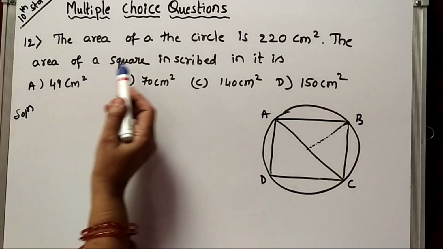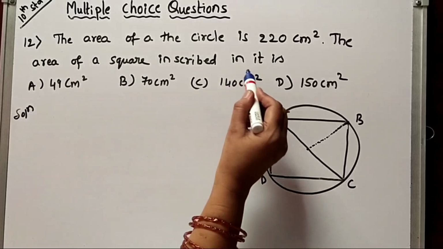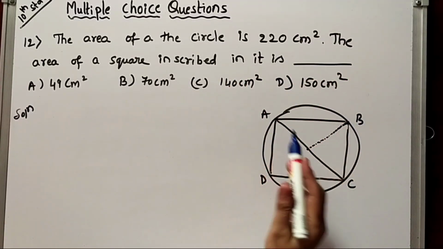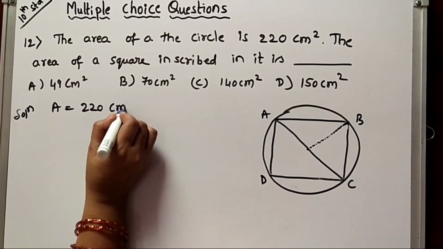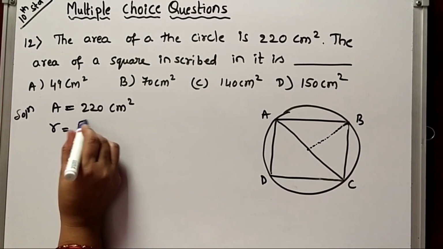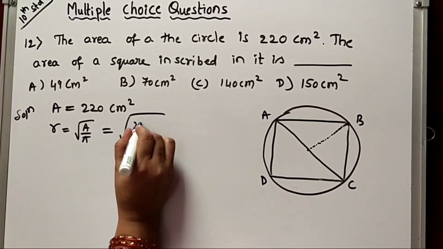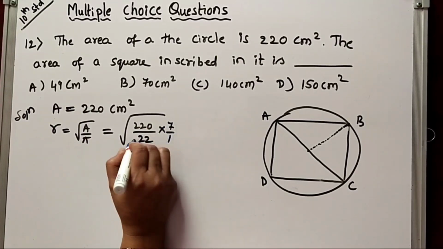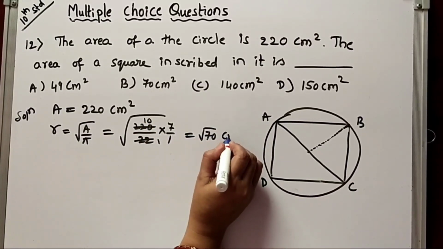Question number 12. The area of the circle is 220 centimeter square. The area of a square inscribed in it is. So the area of the circle is equal to 220 centimeter square. Using this we can find the value of the radius. The formula is area by pi. So 220 divided by pi, and I am taking pi as 22 by 7. So the radius is square root of 70 centimeter.